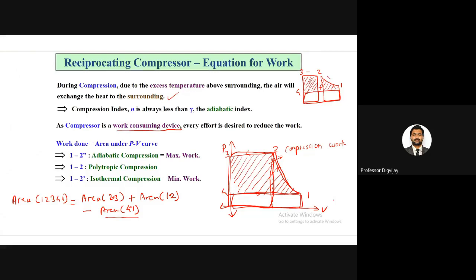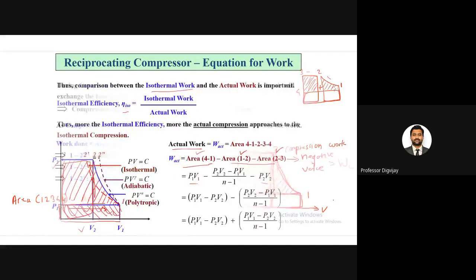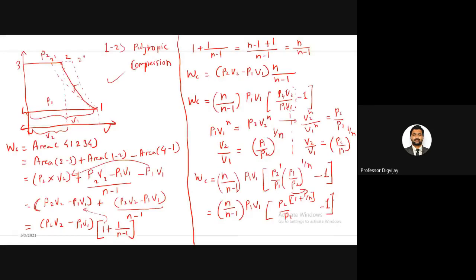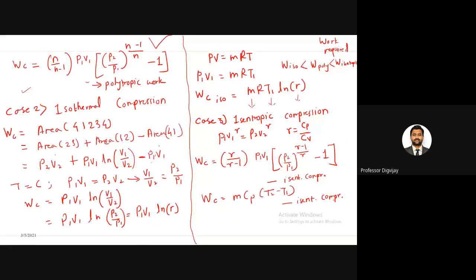Now how to calculate that area? First we have to calculate the area of 2 to 3, that is the rectangle. Then there is a curve 1 to 2, under that curve, that area we have to calculate. And from these two areas, we have to subtract the area under 4 to 1. So we started that derivation here, starting with the polytropic process, and in the end we reached this point. So this is the work required in the case of polytropic compression.